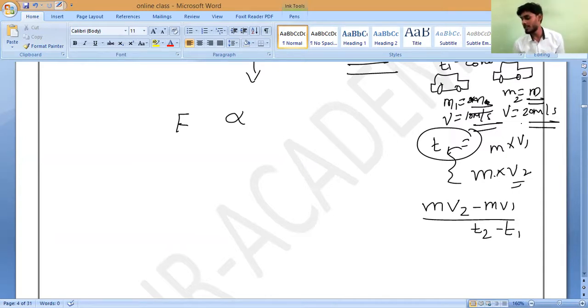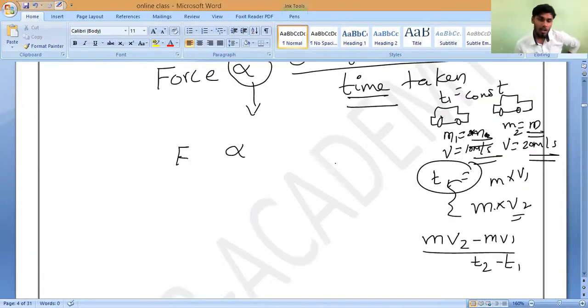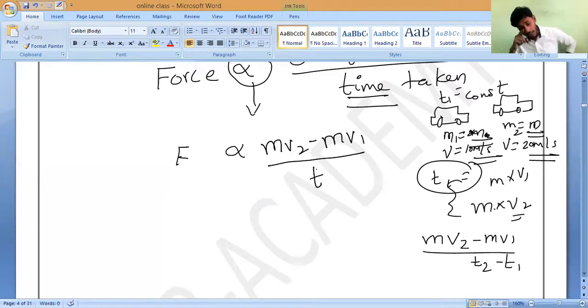So what will change in momentum be? Change in momentum means final momentum minus initial momentum. So what is the final momentum here? MV2. MV2 is the final momentum minus initial momentum, MV1. Let us divide it by the time taken, t. Is it okay, all of you?